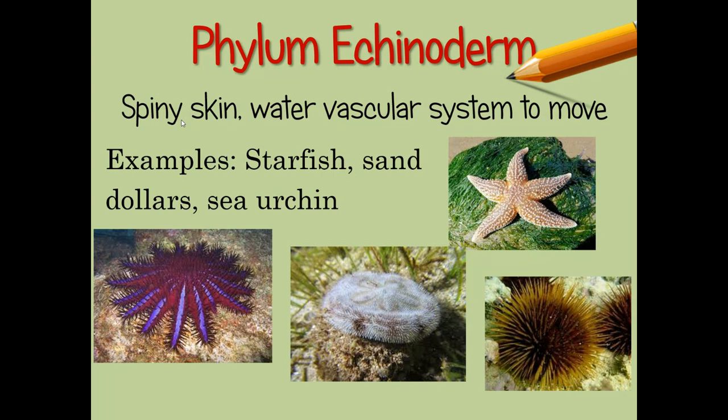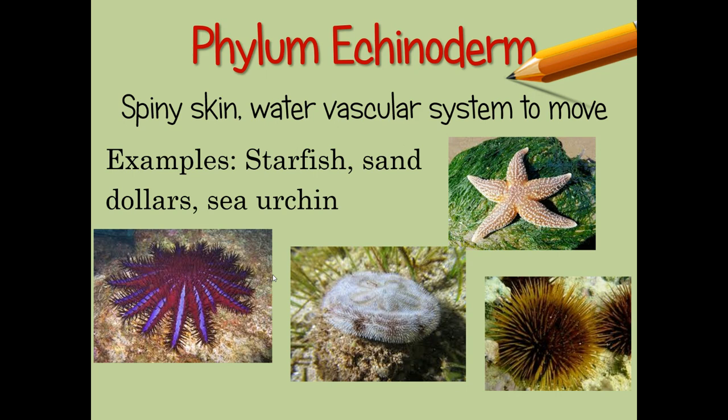All right, next up is the echinoderms. Echino. You don't pronounce that CH, it's a hard C. Some shared characteristics is they have spiny skin, right? So they feel kind of sharp when you touch them. And they all have this water vascular system to move. And they move with these things called tube feet, which you'll see in the video this week. So examples are going to be your starfish, sand dollars.